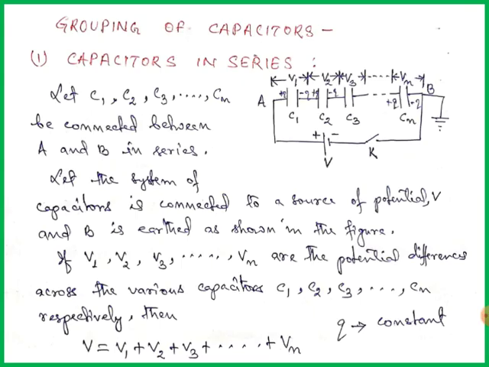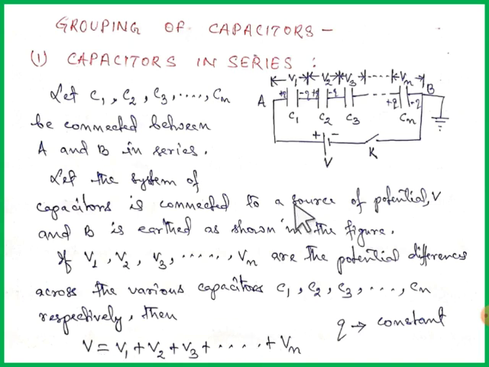Now in this description, let this system of capacitors be connected to a source of EMF or potential V, denoted by this cell in my diagram here with B. As I said, let V1, V2, V3 be the potential differences across these capacitors. These are all written here. You can pause this video and copy it if you want to make notes.